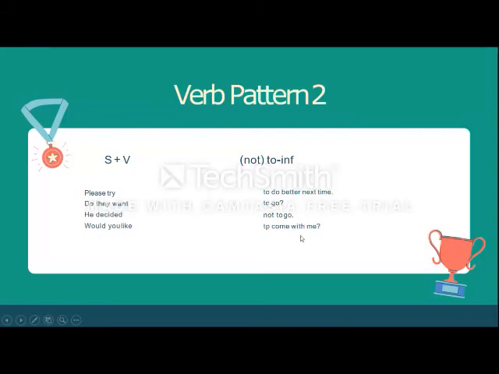And would you like to come with me? Would here is the question word. Subject is you, verb is like, and then followed by to come as the to infinitive.